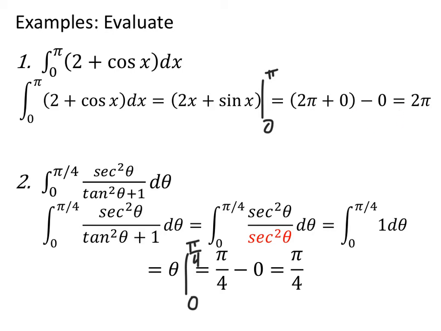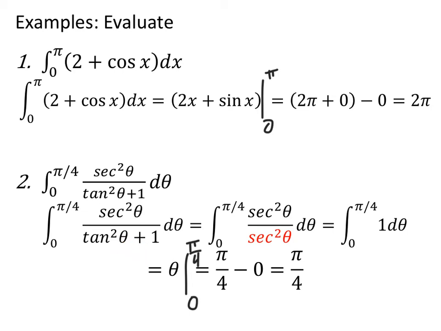The area under the curve y equals 2 plus cosine of x, between the values of x equals 0 and x equals pi, that area is 2 pi. Remember, it's area. The antiderivative, or the integral, from 0 to pi over 4 of secant squared theta over tangent squared theta plus 1.